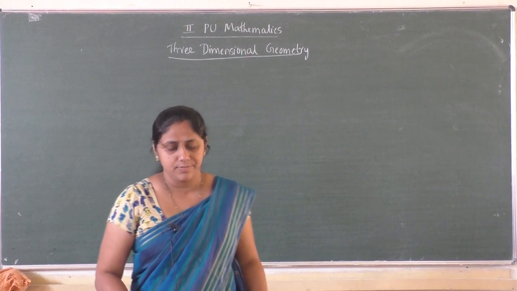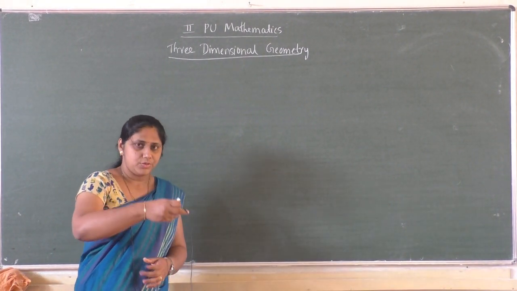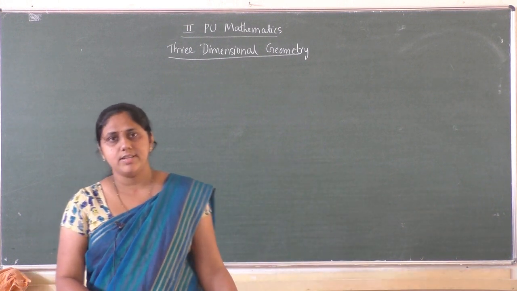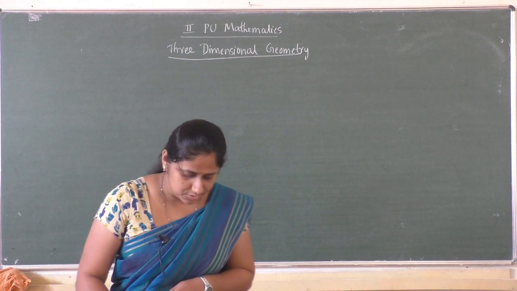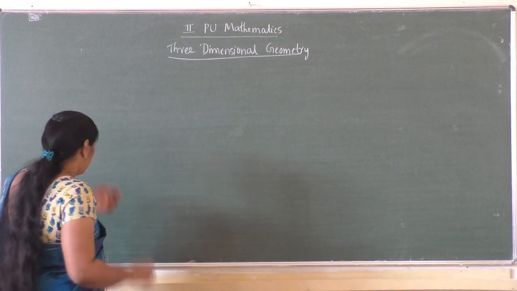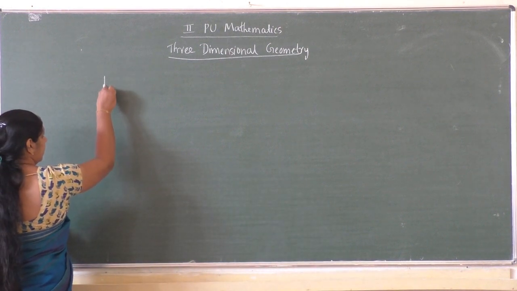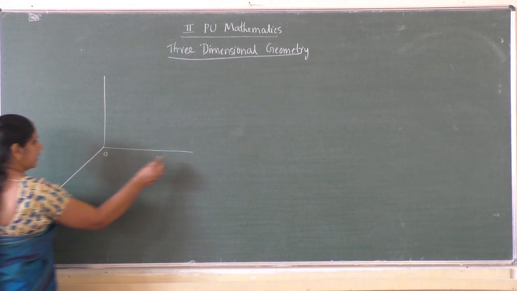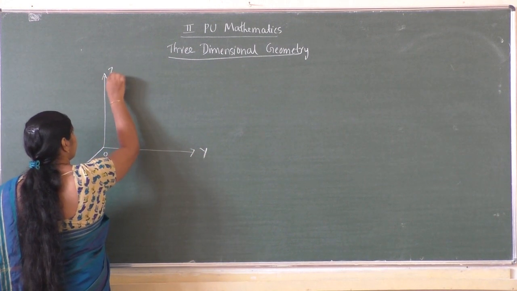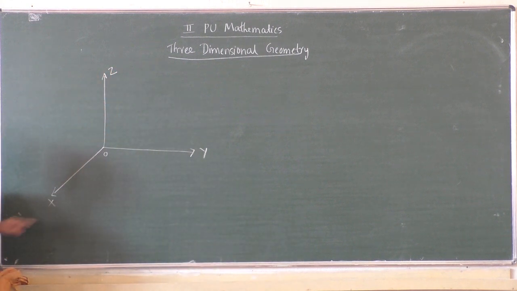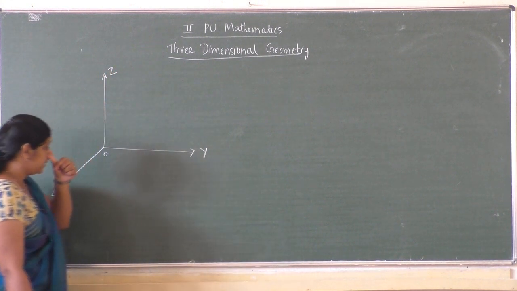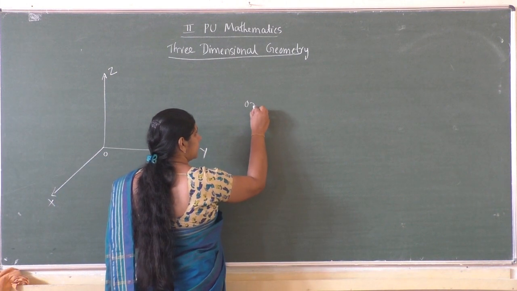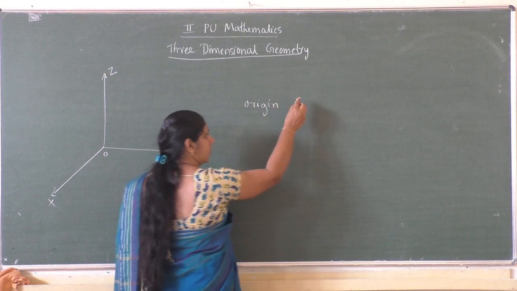Welcome to online classes. Today we will learn a new chapter, that is three-dimensional geometry. In first year we studied introduction to three-dimensional geometry, right? Let us recall some of the points. Consider a three-dimensional space, x-axis, y-axis and z-axis. In three-dimensional geometry, what is the coordinate of the origin?